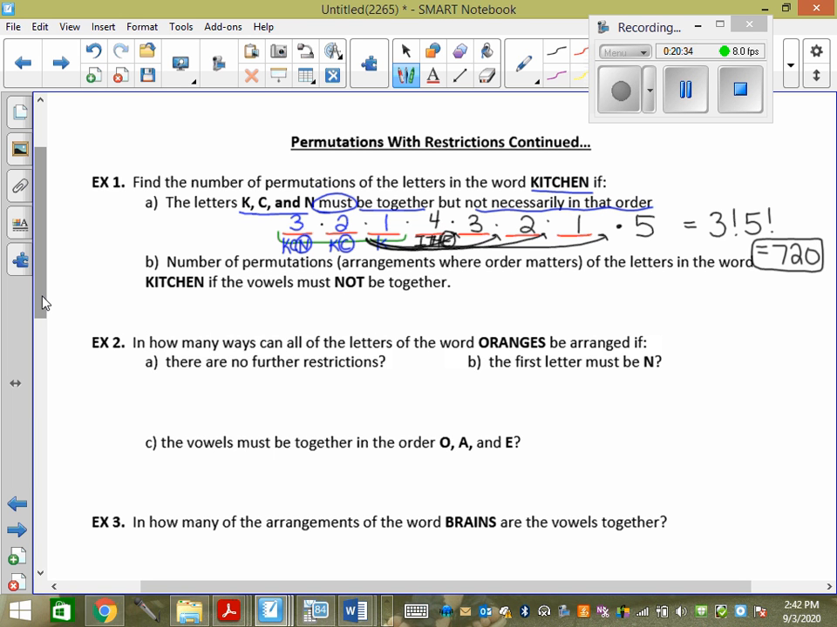The fastest way to say if the vowels are not together is actually to take the total ways I can rearrange kitchen and subtract off the ways the vowels are together. Because the total ways I can rearrange kitchen is the maximum number of ways I can make words out of kitchen. Okay? So let's do that. That's like the total number of people in this school, right? Total number of ways to rearrange kitchen.